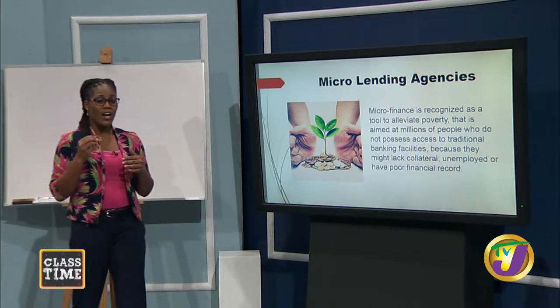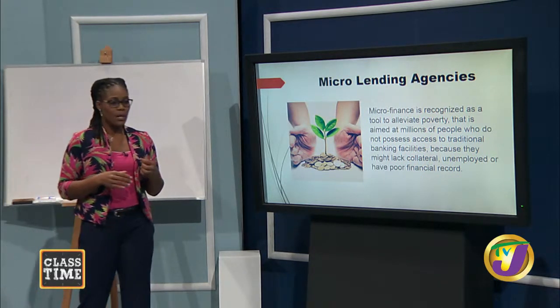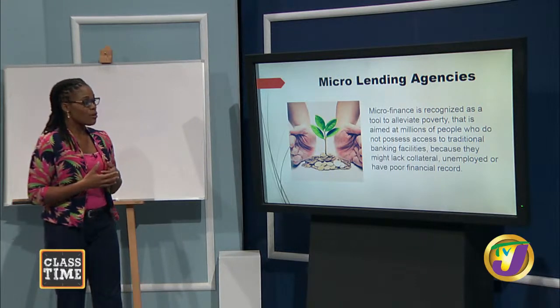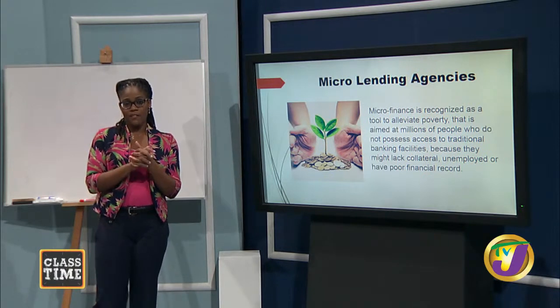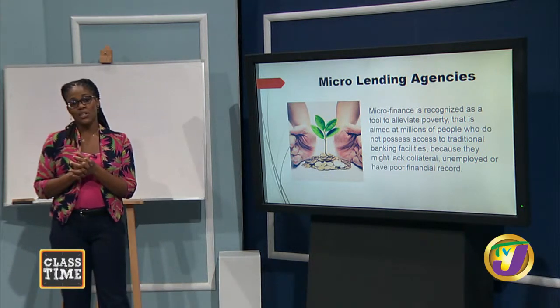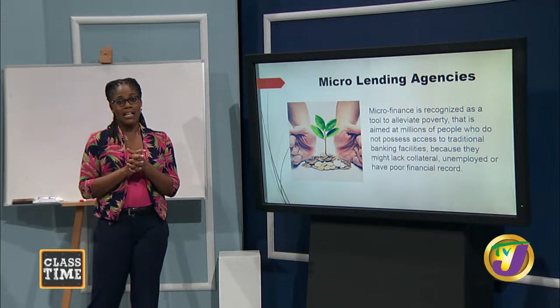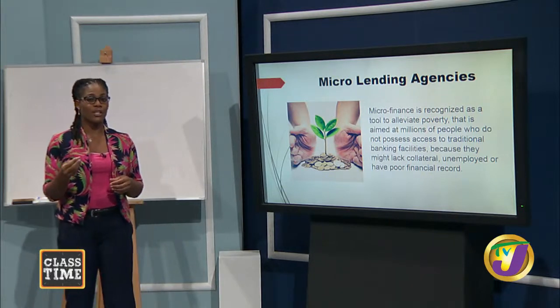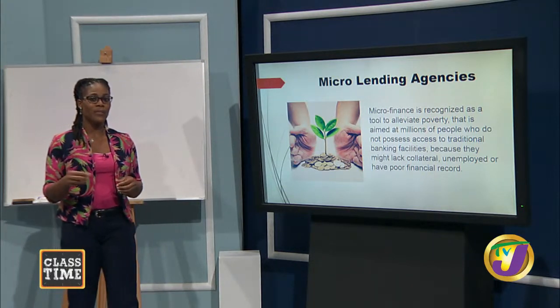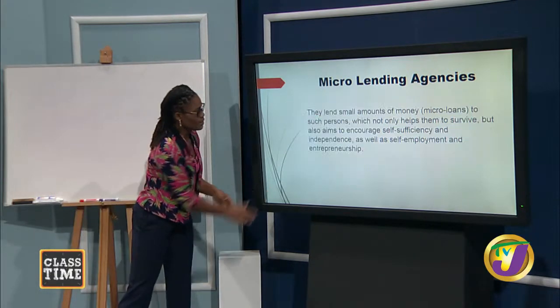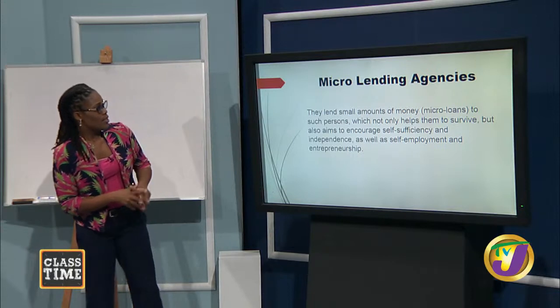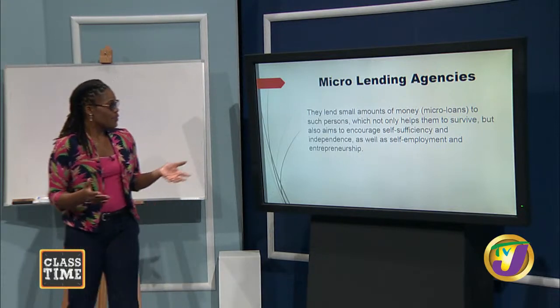Now, for an unsecured loan, basically what supports that is the borrower's creditworthiness. So when you go to your financial institution to access a loan, they will check your credit history. They will see how well you pay on past and existing loans. So they lend small amounts of money to such persons.